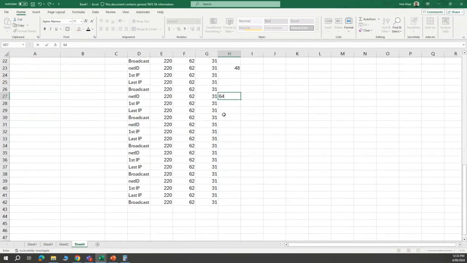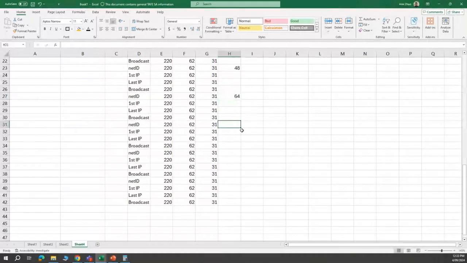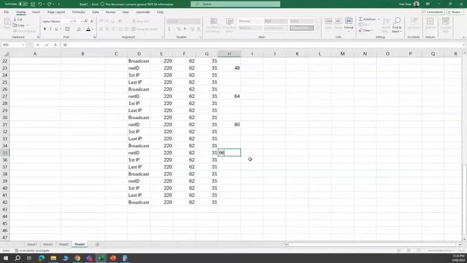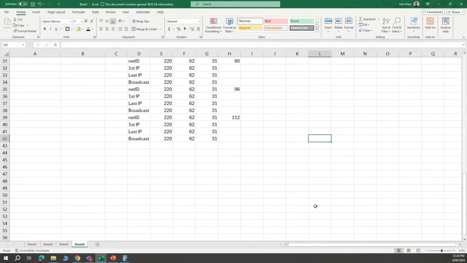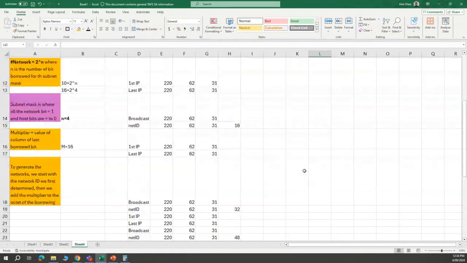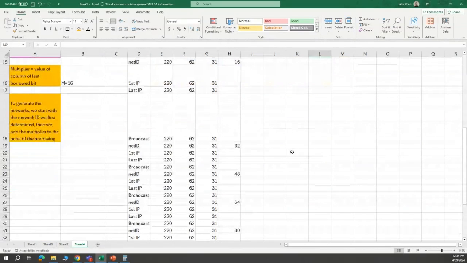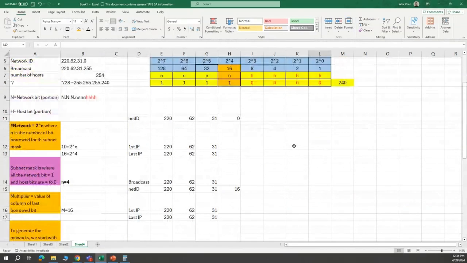And you notice that these are all those binary numbers that we're used to. 16, that's 80. And the next network is going to be 96. Next network is going to be 112, I believe. Yep. And then obviously we can keep on going, but I'm not going to, because it's going to be lots and lots of networks. We're going to end up with 16 networks, really.